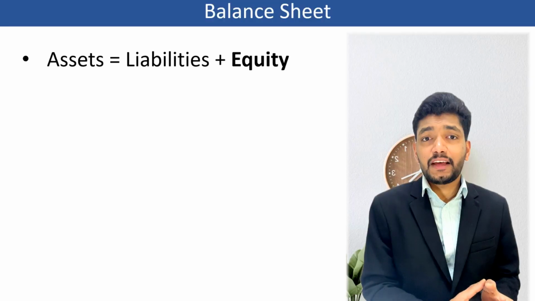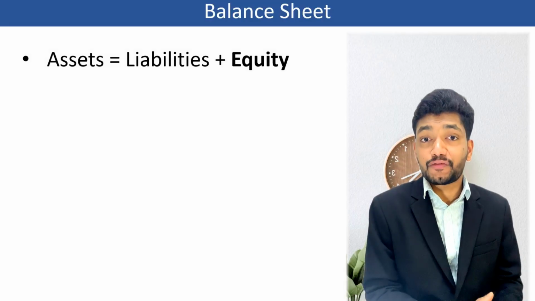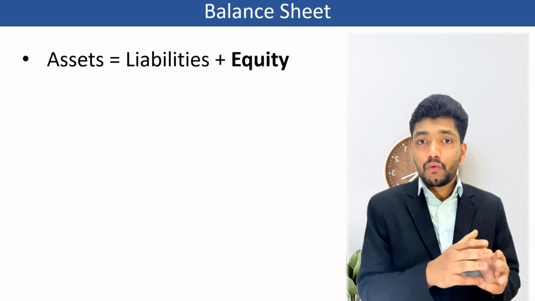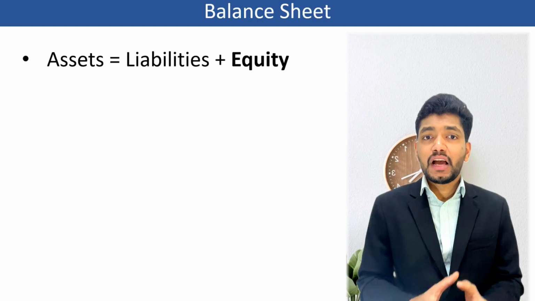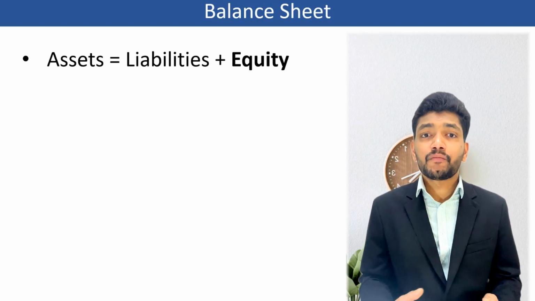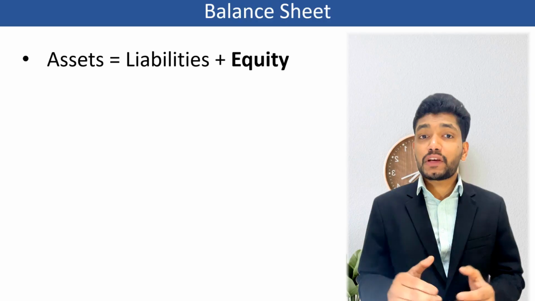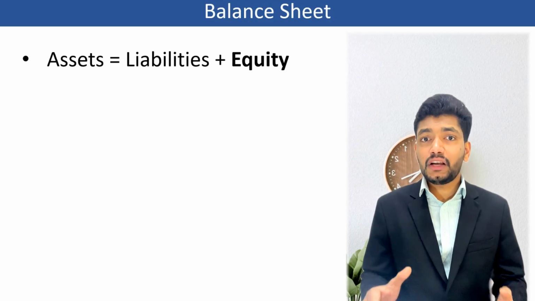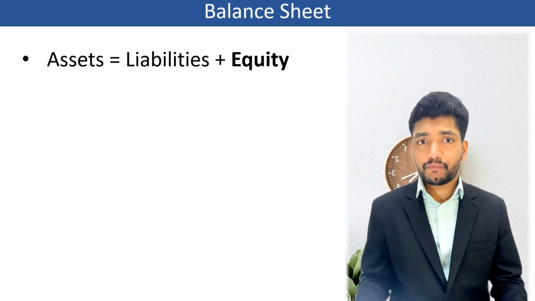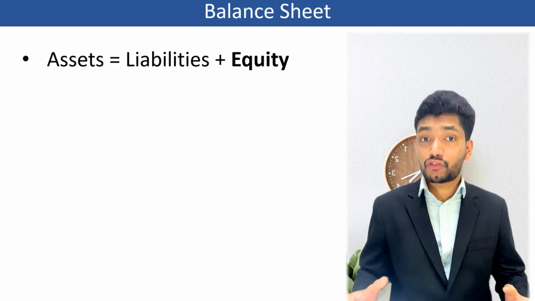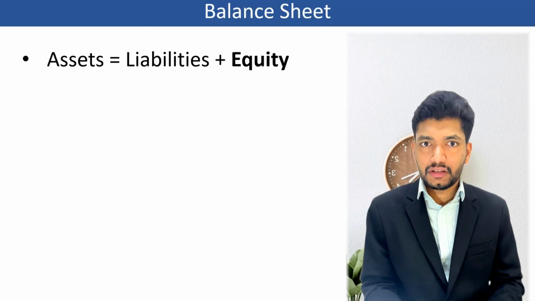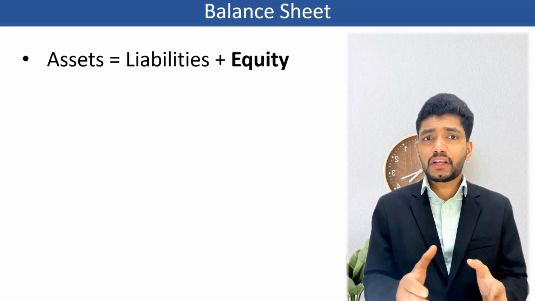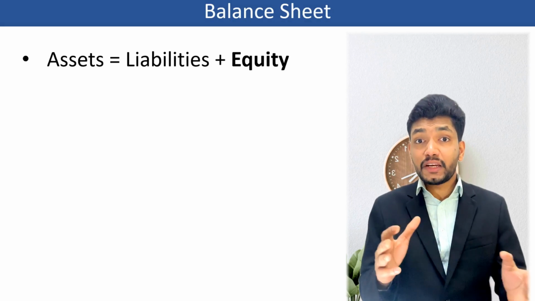The balance sheet is a snapshot at a specific date. It shows what the company owns, assets, what it owes, liabilities, and what belongs to the owners, equity. The fundamental equation is always the same: assets equal liabilities plus equity. The balance sheet does not show performance. It shows the result of all past business decisions. That's why two companies with the same profit can have very different balance sheets.